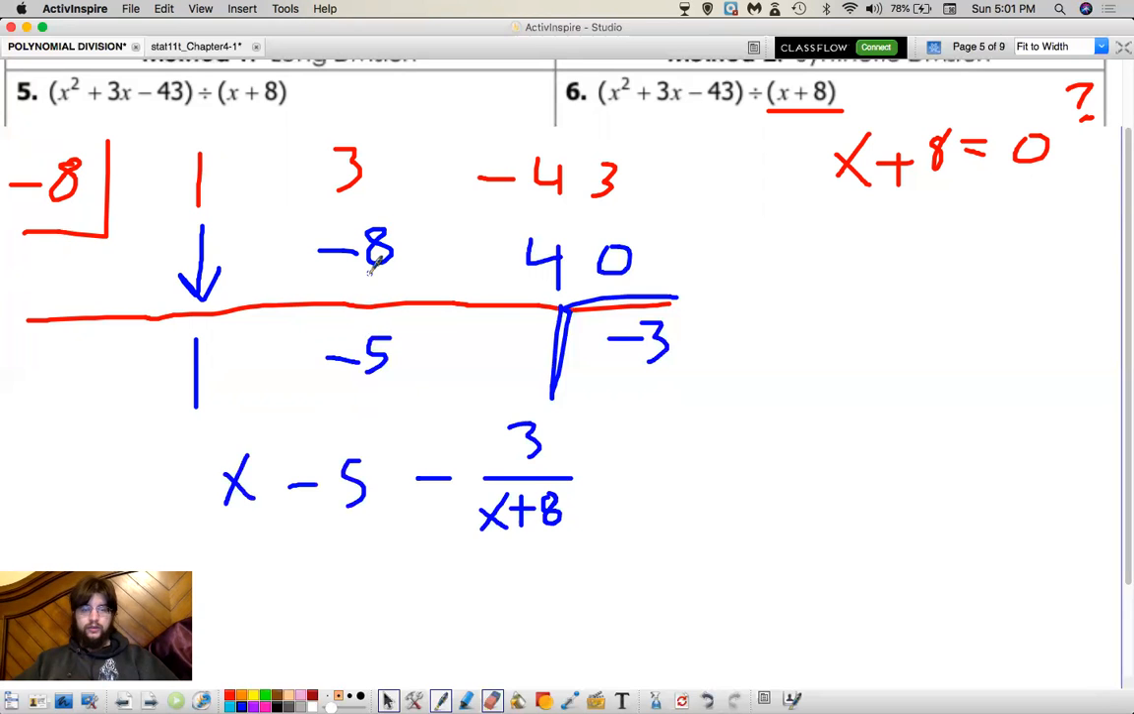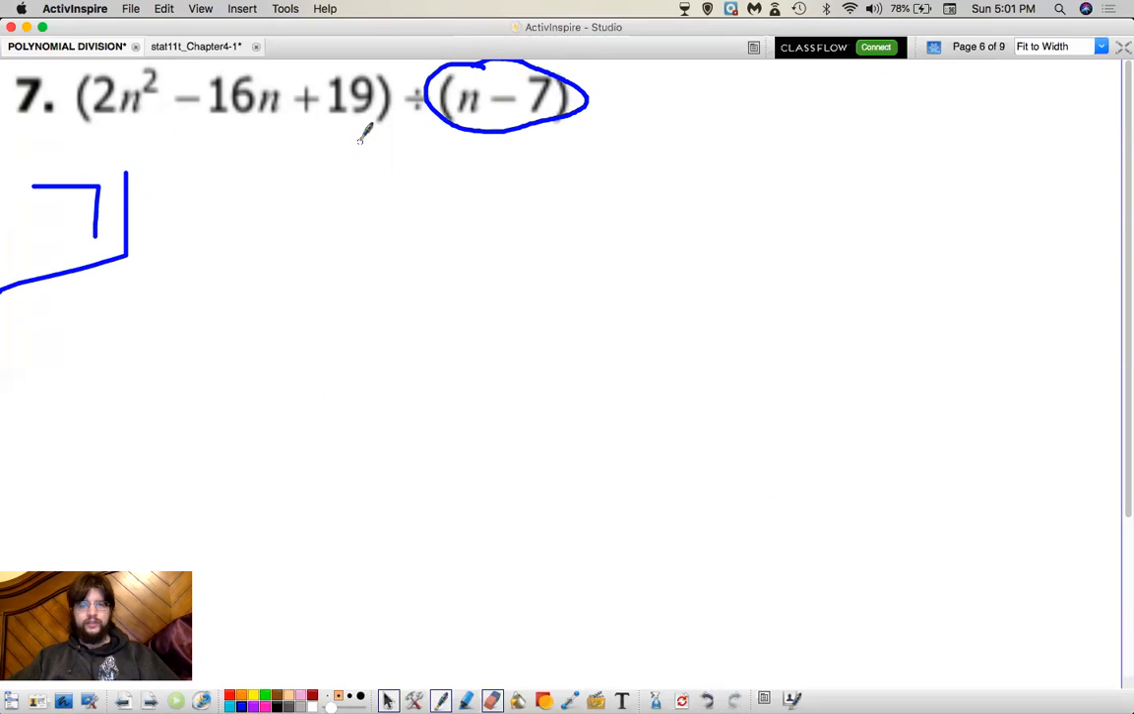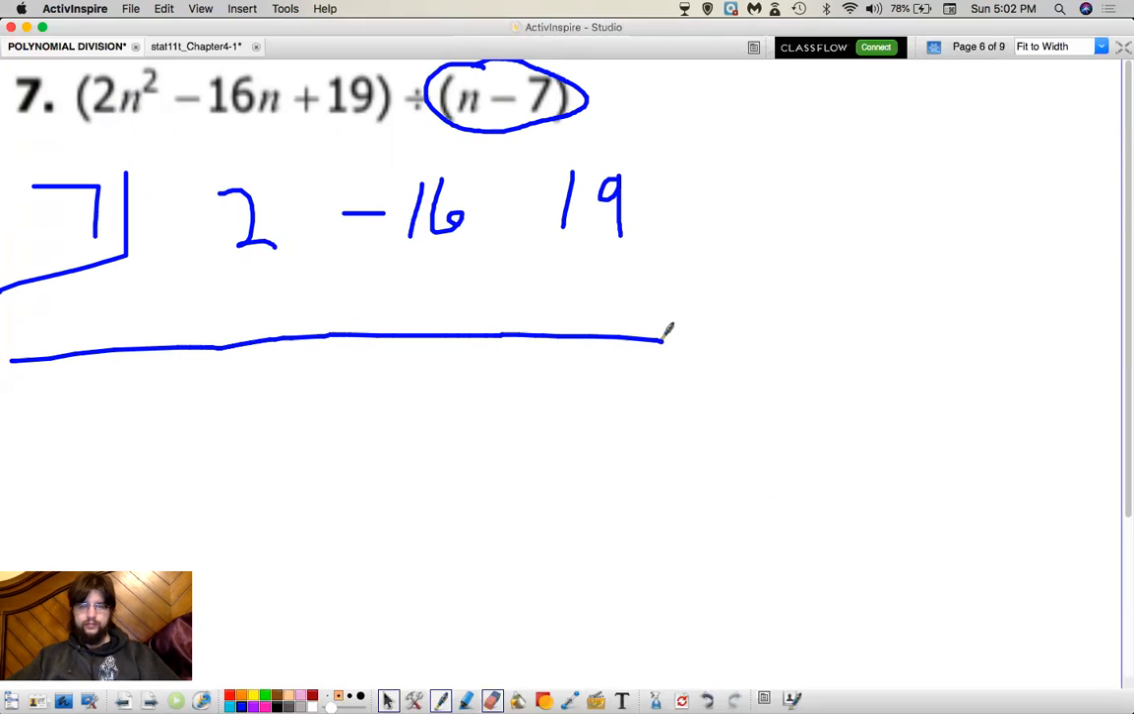So all the ones we can do, we would be able to do with synthetic division if you want. So let's take a look at this one. I much prefer synthetic division, but if you prefer long division, that is perfectly fine. I'm going to do synthetic division on this one. First step, what makes my divisor 0? Well, it's n-7, so positive 7. Write down my coefficients: 2, -16, 19. And we must have our polynomial in standard form, and we cannot skip any powers. We'll get to one that might trick you in a second.